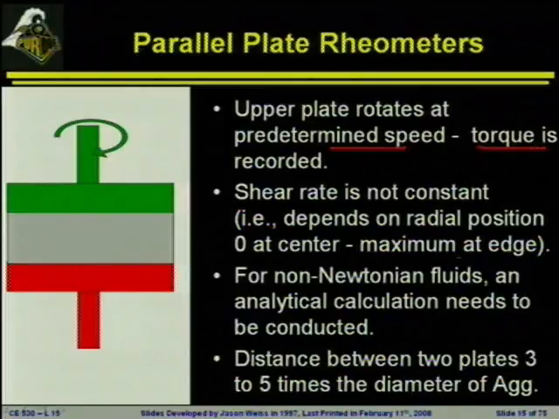Now the benefit here is that we can move these plates further and further apart from one another and account for different aggregate sizes. The big downside here is we know that at the center of this, the shear rate is going to be 0. At the outside, we know that the strains are going to be the maximum. So the basic problem here is determining an actual analytical solution is very tricky because we don't have a constant rate. It varies as a function of radius.